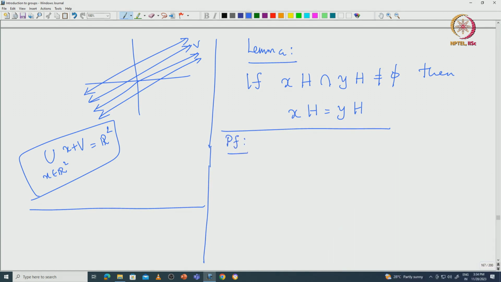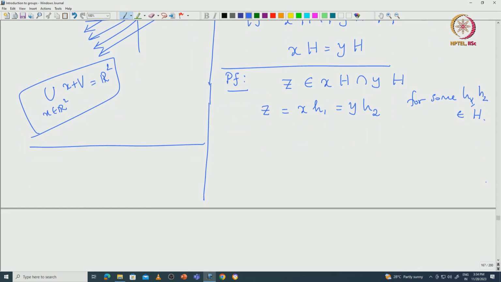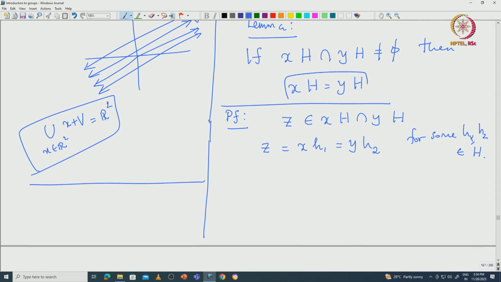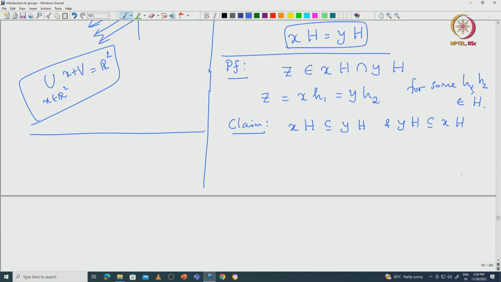Start with some element, call it z, from this intersection, xH intersection yH. Then this z will look like x times some h1, and also y times some h2, for some h1, h2 coming from H. Now what we want to prove is the claim: xH is a subset of yH and yH is a subset of xH. So both these cosets contain each other.